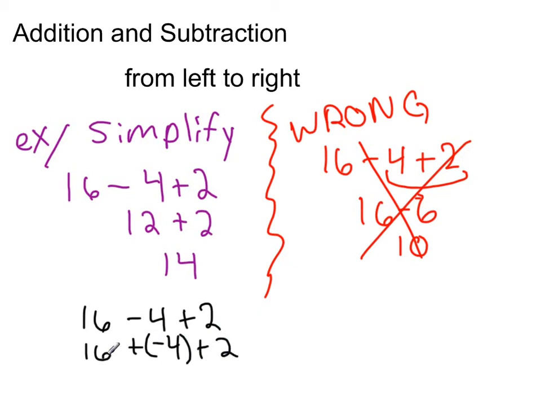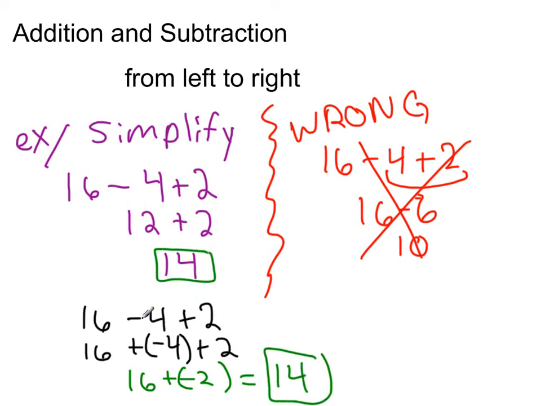And you have 16 plus negative 4 plus 2, in which, if you felt like it, you could do negative 4 plus 2 is negative 2. And you have 16 plus negative 2, which is really 14, which is the same answer as before. So be careful. The sign goes with its term. So that negative sticks with that 4.